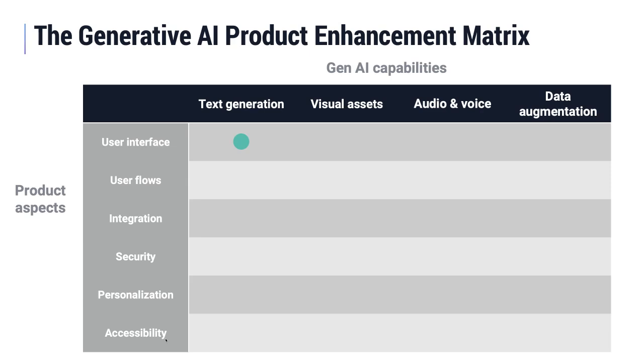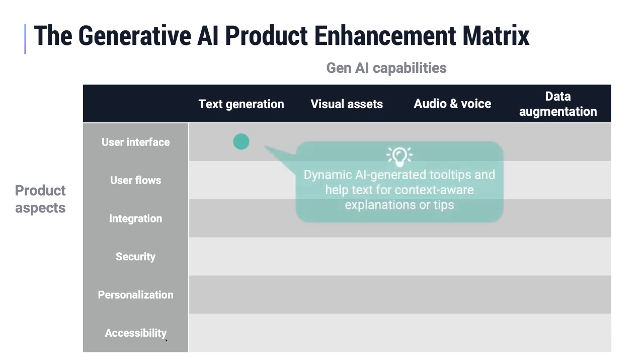First, let's match the user interface product aspect and the text generation capability. We could implement dynamic AI-generated tooltips and help text. As users interact with different elements of the UI, the AI could generate context-aware explanations or tips, making the interface more intuitive and reducing the learning curve.